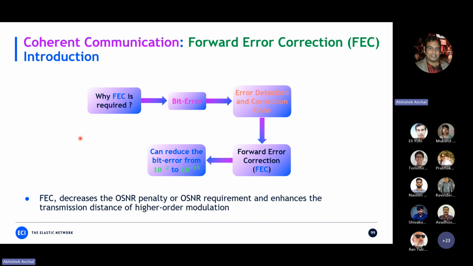So once you add FEC, what it does, it reduces the bit error. In other words, it relaxes the OSNR requirement. So instead of 25 dB, you may need 16 or 17 dB OSNR. So this means even with the lower available OSNR, you are able to recover the data. So you can transmit for longer distances or transmit for higher data rate, higher symbol rate. So one of the effectiveness of FEC is it reduces the OSNR penalty or OSNR required by a commercial transceiver. So it increases the transmission distance.